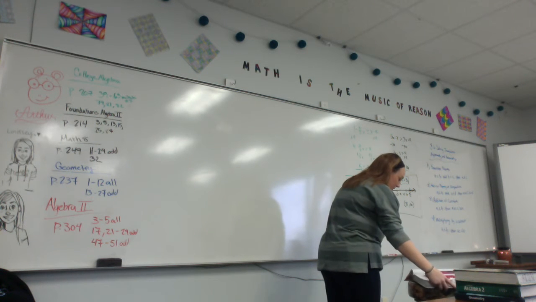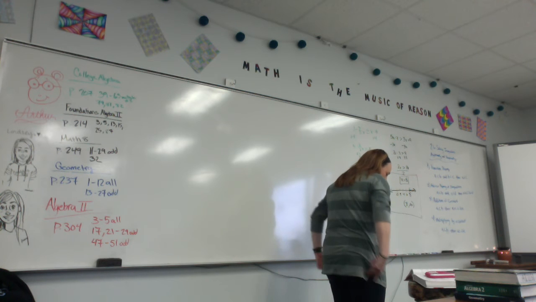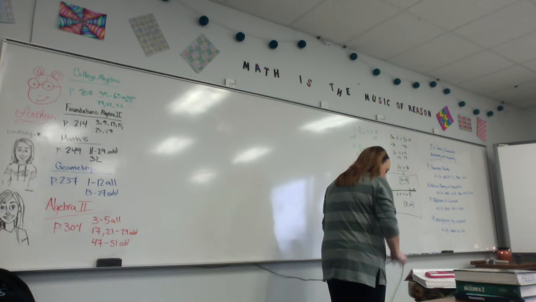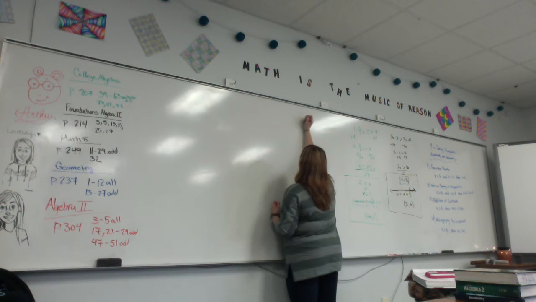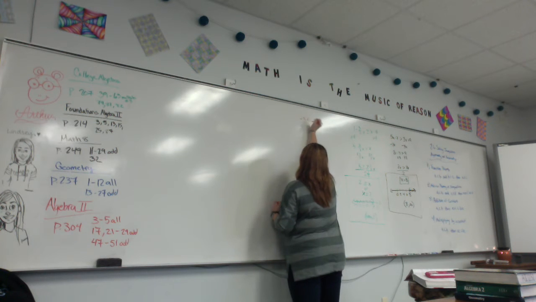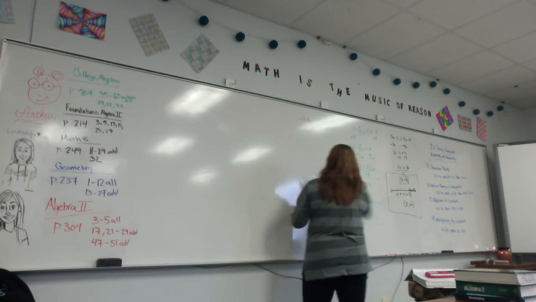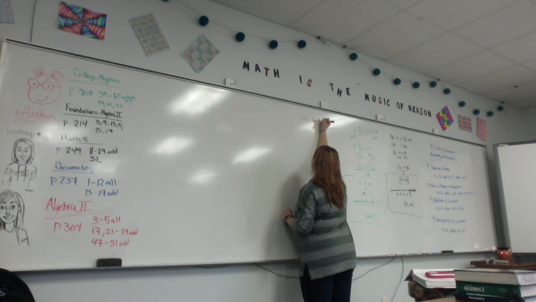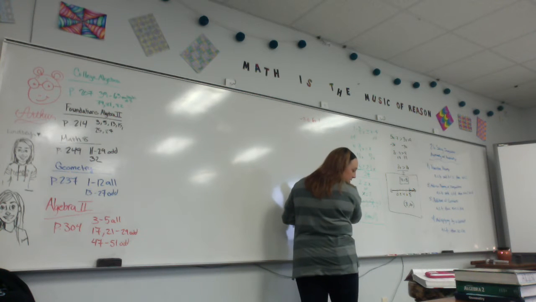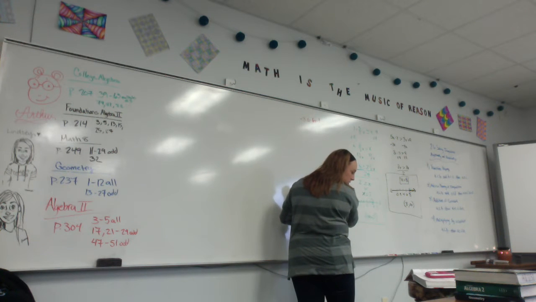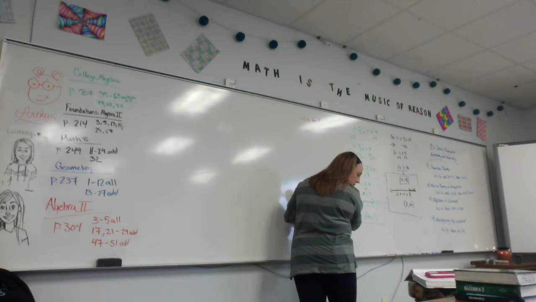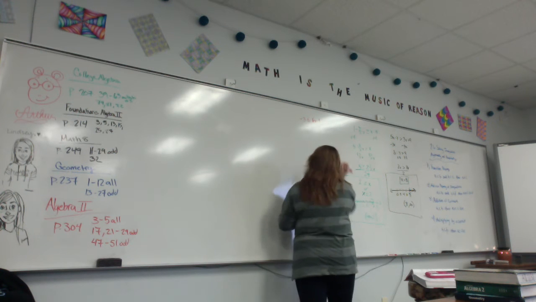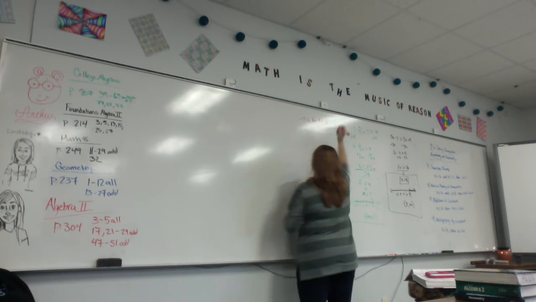Let's try another one. This one has stuff in the middle, so let's see what you do with this. What happens if I have negative 3 is less than or equal to 6x minus 1, which is less than 3? Okay, how do I solve this?